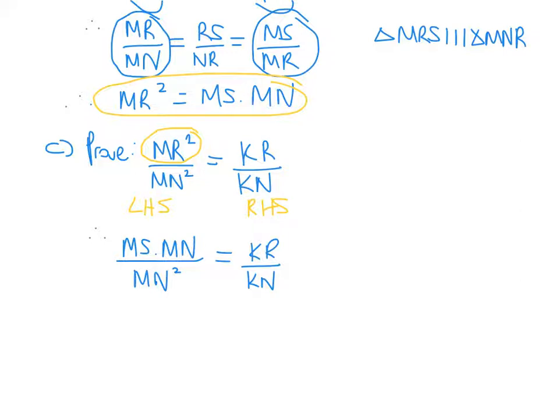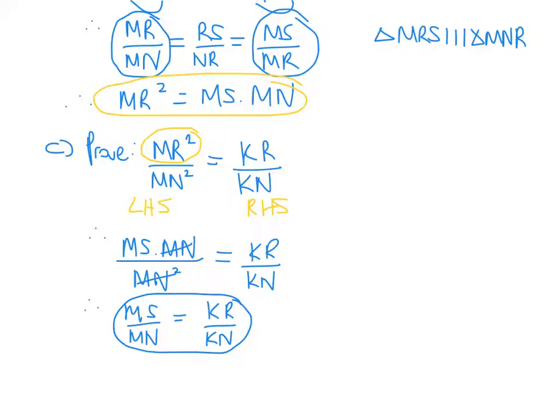So let's have a look. One of them goes in there. So MS, there's an MN left at the top, is equal to KR over KN. So that's actually what I have to prove. If I prove that, then I can prove that MR squared over MN squared is equal to KR over KN. So let's go and have a look. MS over MN is equal to KR over KN.